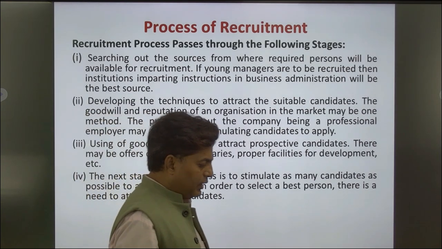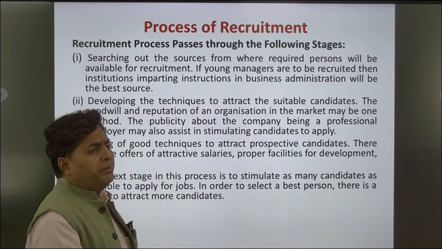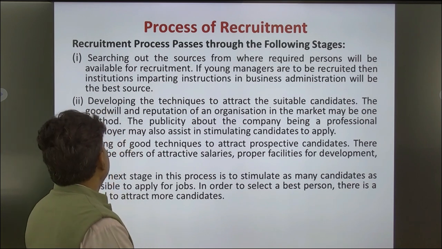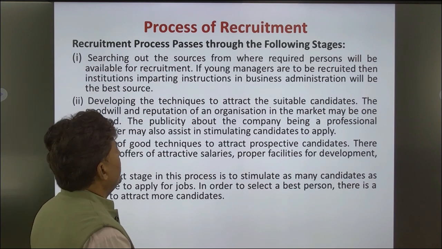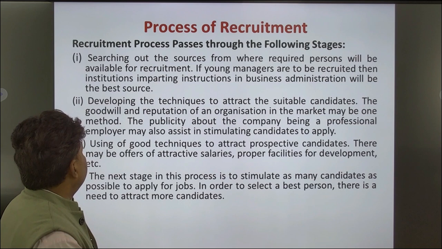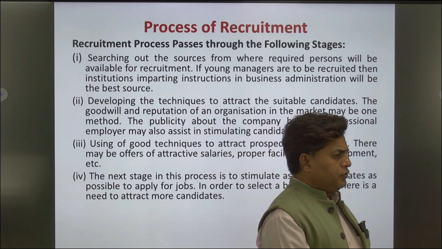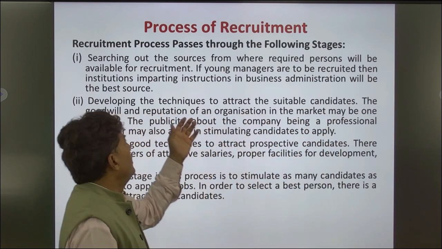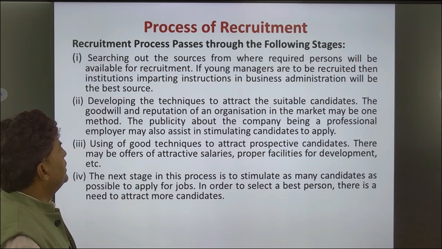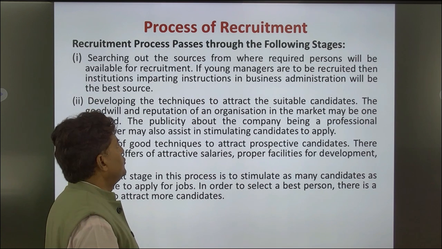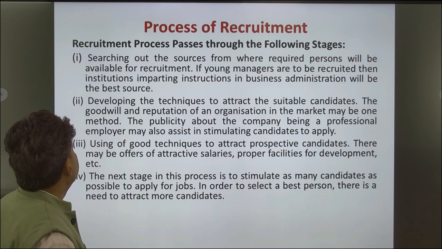The next step is the process of recruitment. How are we going to complete this recruitment process? In this, the first step is searching out the sources from where required persons will be available for recruitment. After deciding the manpower planning, we go for the search of the sources from where the required person will be available for recruitment. If young managers are to be recruited, then institutions imparting instruction in business administration will be the best sources.